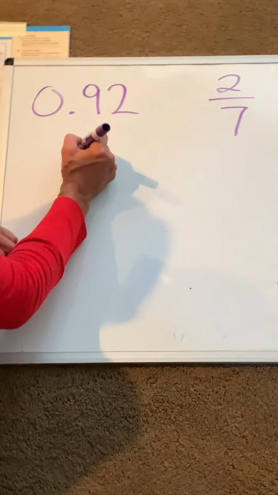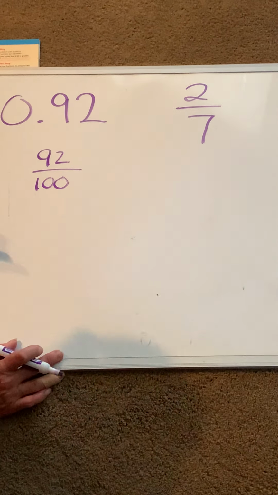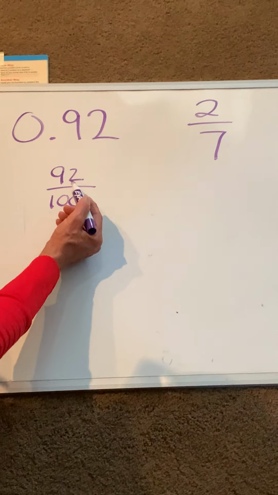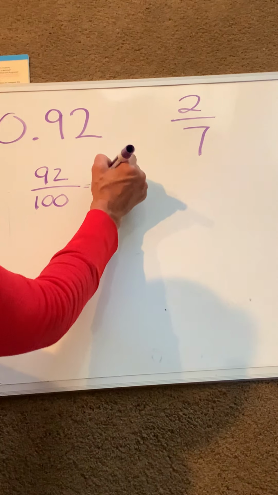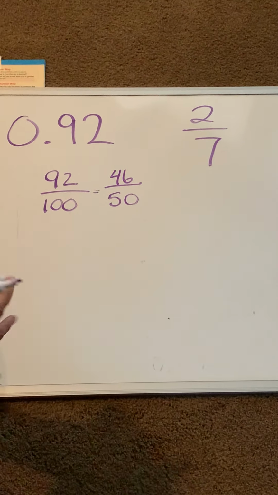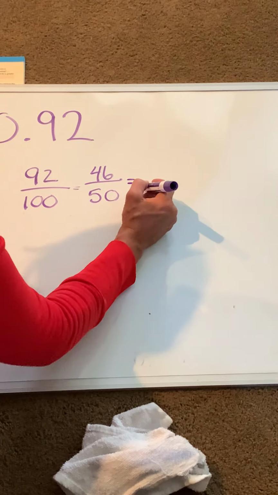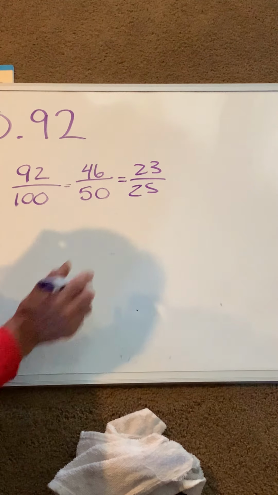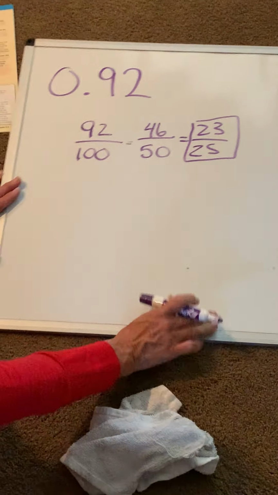This says 92 hundredths. So that's 92 over 100. Okay? You need to put that in simplest form. So because this is even, you could divide by 2. And that would make that 46 over 50. That's still not in simplest form. So we're going to go ahead and divide by 2 again. And that would be 23 over 25. That is in simplest form, okay? And then we have 2 sevenths.